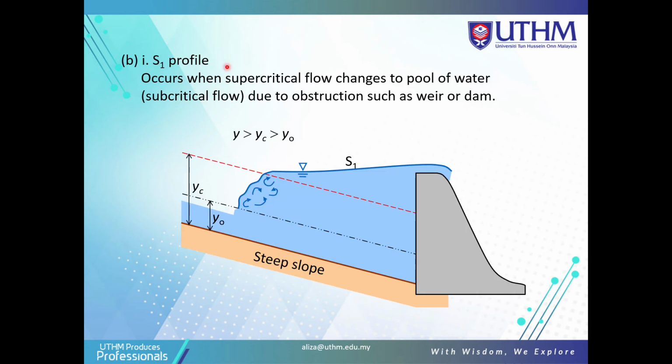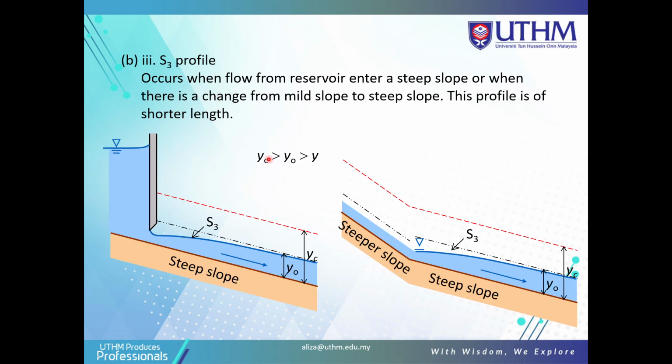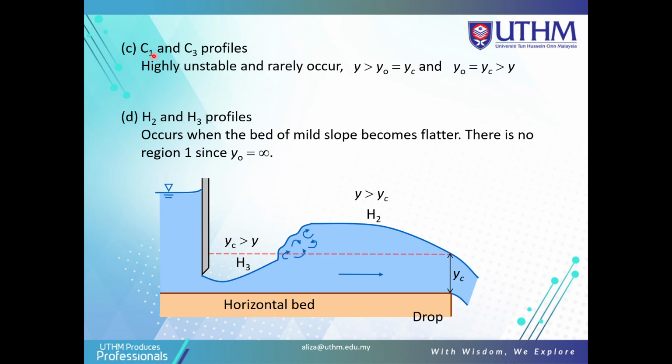This is the S1 profile, which occurs when subcritical flow changes to a pool of water, due to obstructions such as a weir or dam. This is the S2 profile, which occurs when flow from a reservoir enters a steep slope, or when there is a change from mild slope to steep slope. And this is the S3 profile here, based on the steeper slope. This profile is of shorter length. The C1 and C3 profiles are highly unstable and rarely occur.